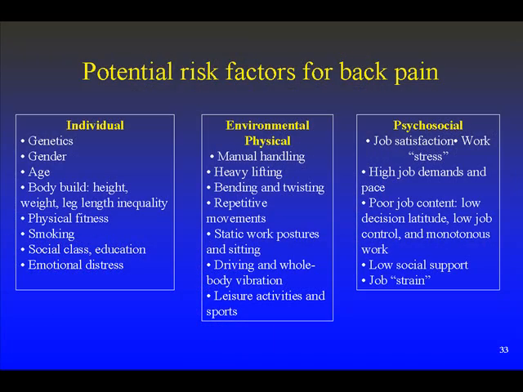Back pain is very, very complicated. Here are 3 important categories and some of the issues that we think contribute to back disorders. For instance, if we look under the individual heading, we will notice things like genetics, age, physical fitness, education, and emotional distress. Under the environmental heading, we see such things as lifting, bending, driving, etc. And under the psychological heading, we notice work stress and high job demands. All of these individual variables and combinations can affect us.